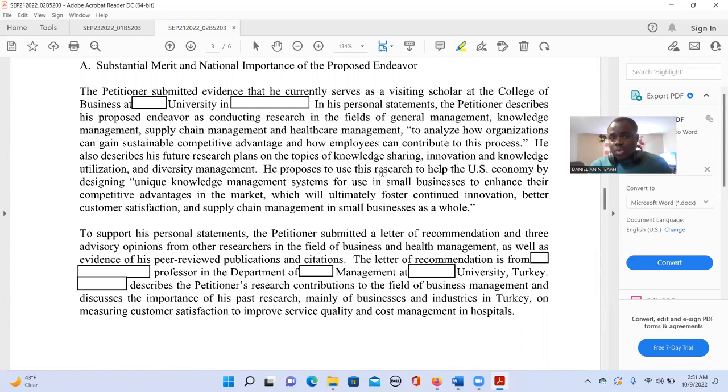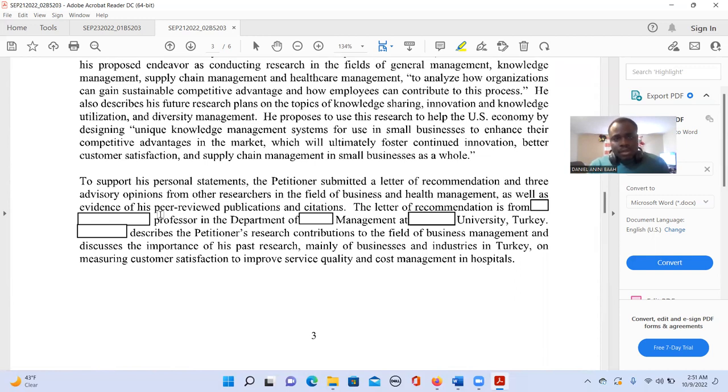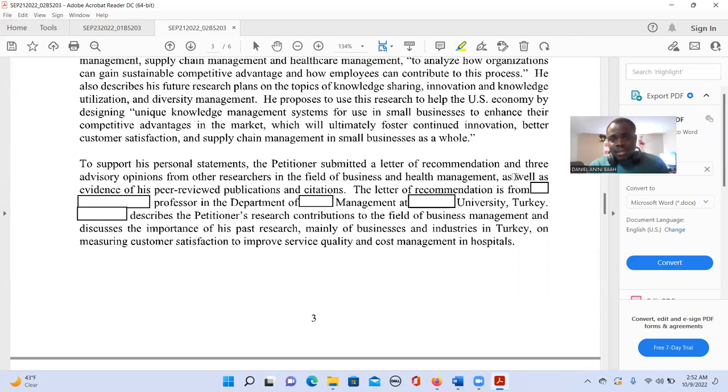He proposes to use this research to help the US economy by designing unique knowledge management systems for use in small business to enhance their competitive advantages in the market, which will ultimately foster continued innovation, better customer satisfaction, and supply chain management, whatever it is. Now, to support his personal statement, the petitioner submitted a letter of recommendation and three advisory opinions.